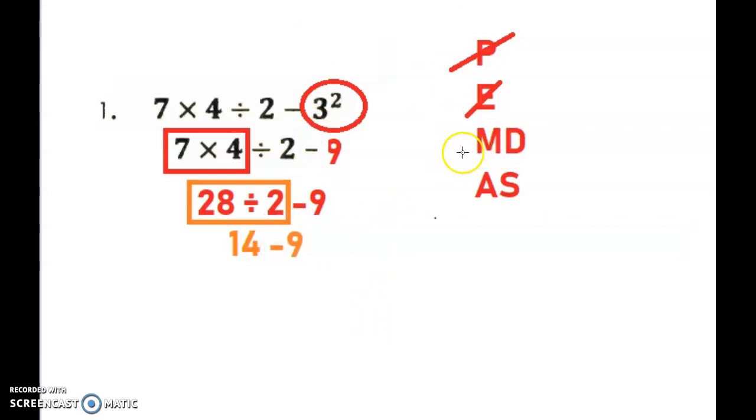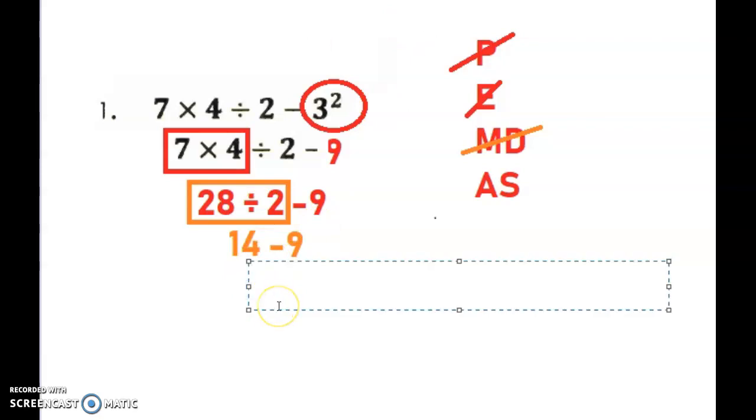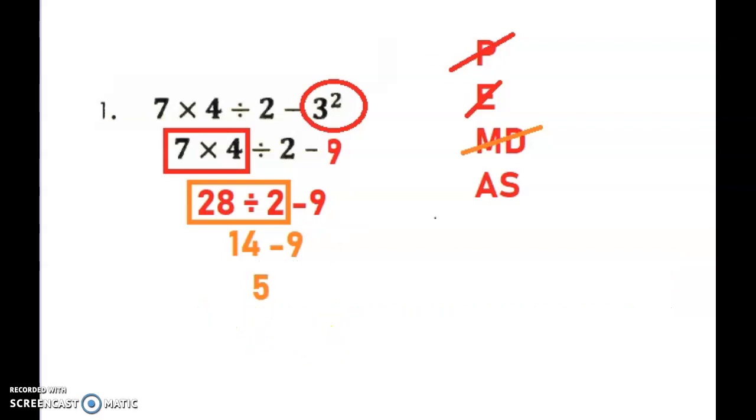And if I look over my steps, I'm done with multiplication and division because there's no more here. But I do have adding and subtracting, right? I don't have addition, but I have subtraction right here. So what's 14 minus 9? Whatever it is will be my answer. Alright, so 14 minus 9 is 5. And that, my friends, is how it ends.